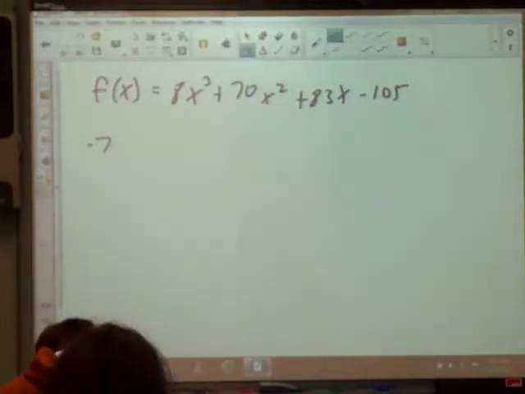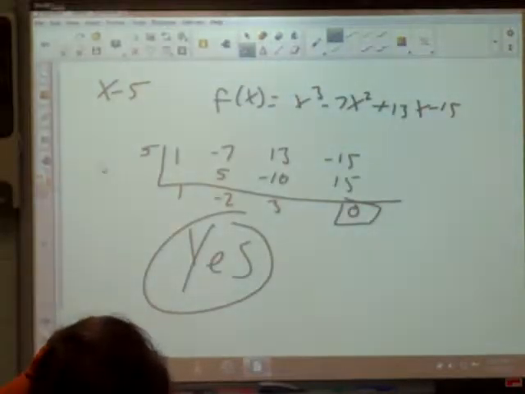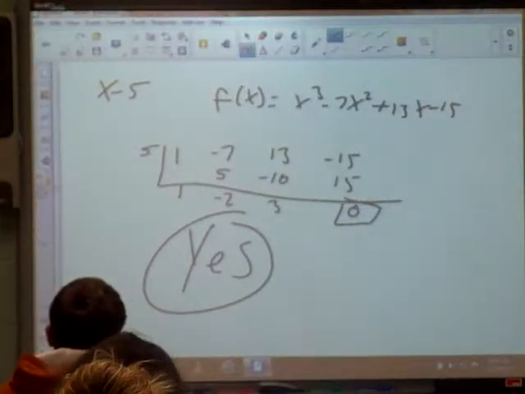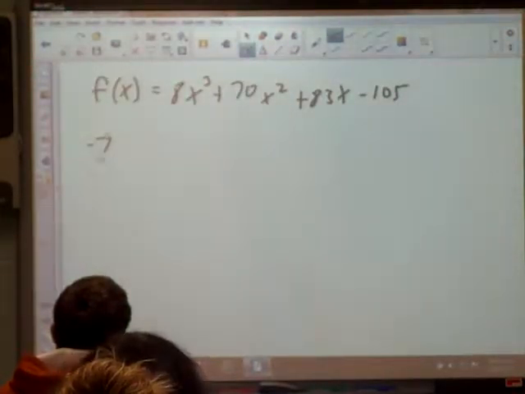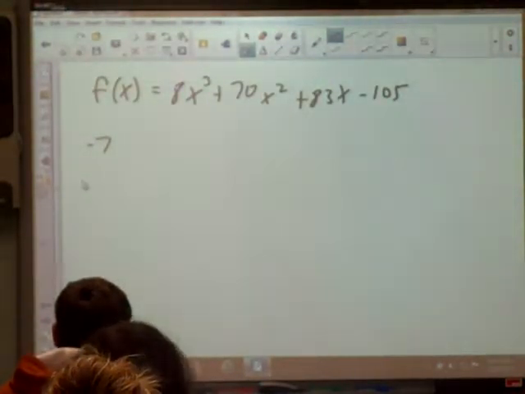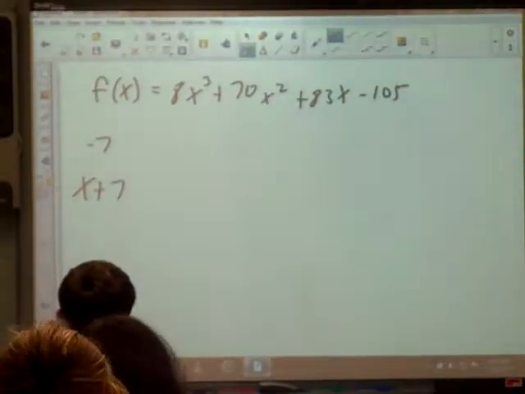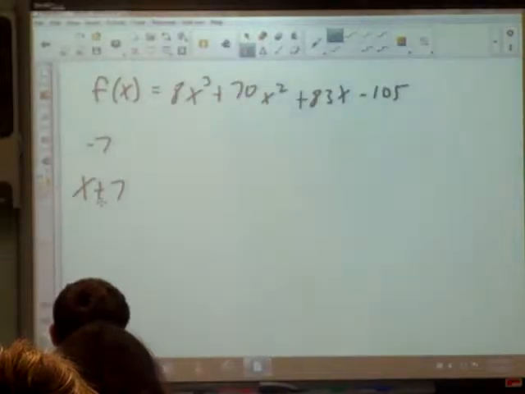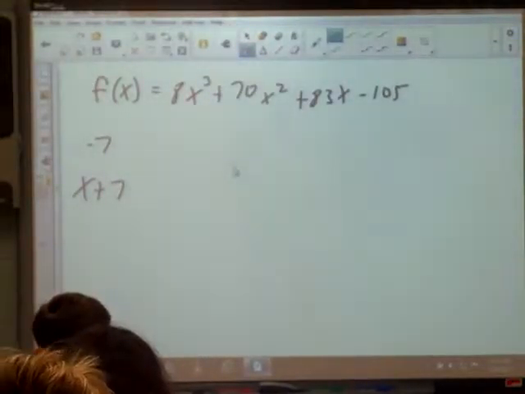Look back at the previous problem that we did. x minus 5 was the factor, and 5 is what we plugged in. So this one is saying negative 7 is what you plug in. That comes from the factor of x plus 7. I don't need to know that right now, but I do when I write my answer in a little bit, so I want to hold on to that.